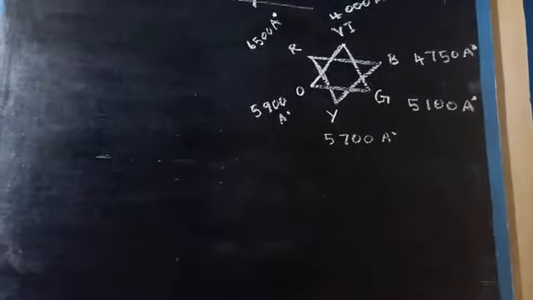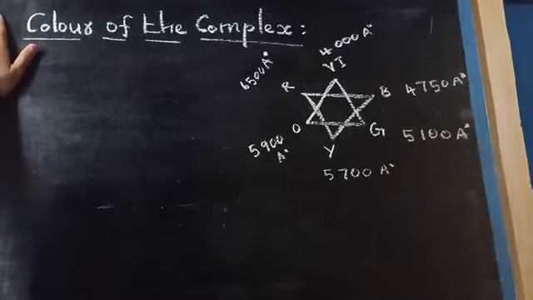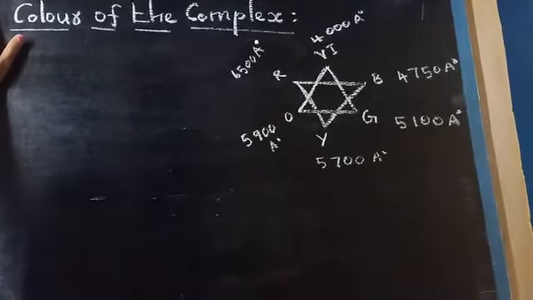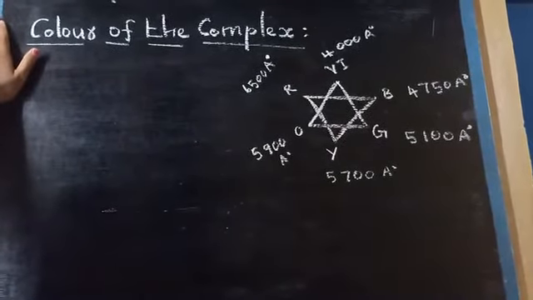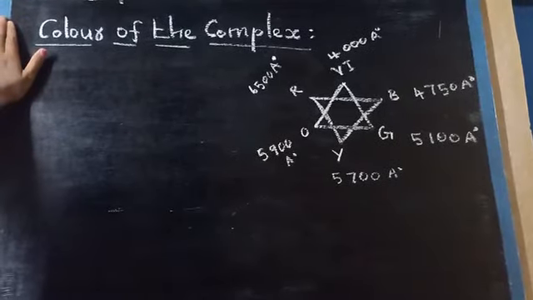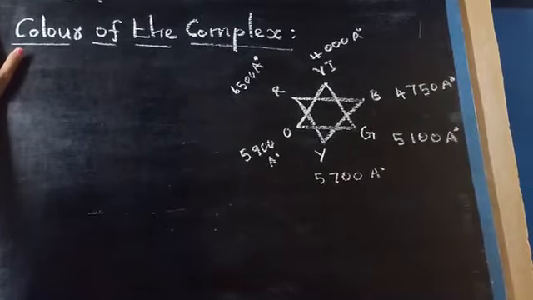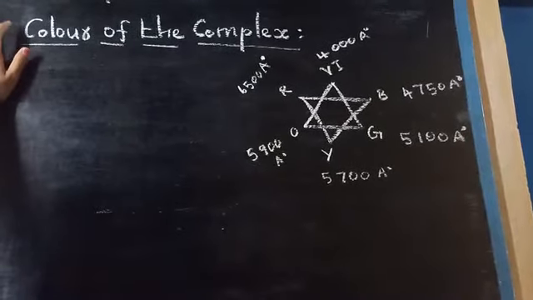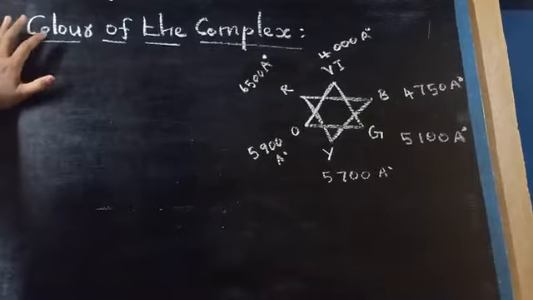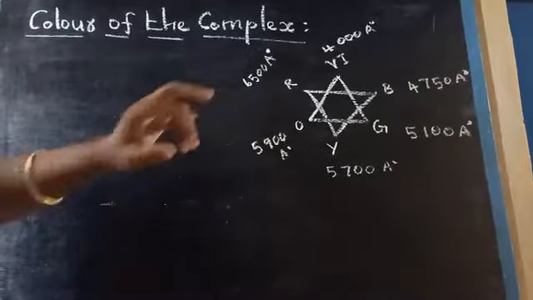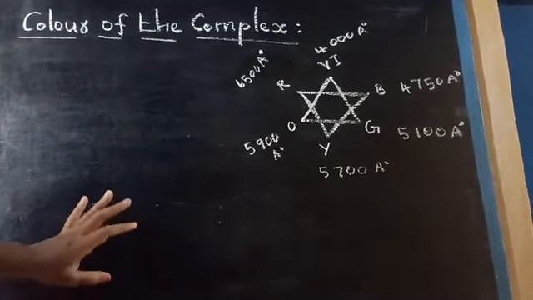Okay. Next topic, color of the complex. Children, most transition elements and transition compounds are colored substances. You know very well. Especially transition elements: scandium, titanium, vanadium, chromium, manganese, iron, cobalt, nickel, copper, zinc. In coordination complexes, the substance is colored. So now it is explained in the textbook, give the color wheel diagram. Now I am drawing it like this. It's very helpful for you.